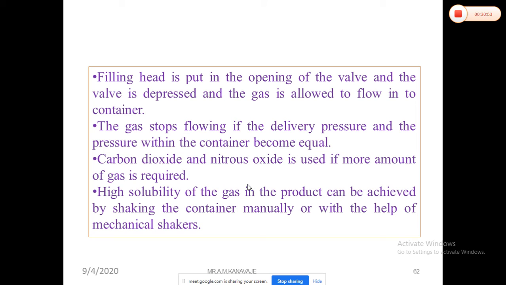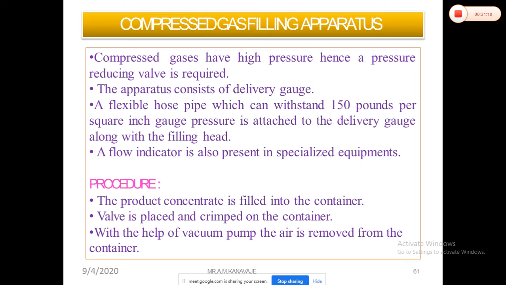So these are the methods that can be used for aerosol formation. There are three methods: the pressure filling method, the cold filling apparatus, and the compressed gas filling apparatus. Pressure filling and compressed gas filling are similar: you first fill the product concentrate, place the valve, crimp the valve, and then through the opening of the stem you add the propellant.